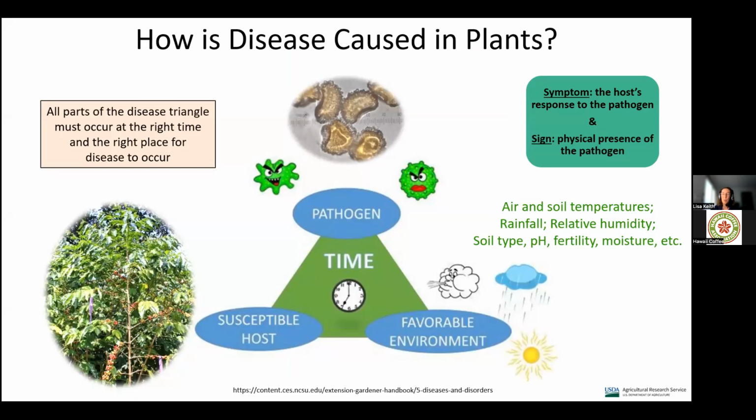Okay, so this is one of my favorite slides, and you'll say, Lisa, yes, we always see this slide. But this is very important when it comes to how disease is caused in plants. It is called the disease triangle. It has to have these three components working at the right time and the right place for disease to occur. So not only having the pathogen present and a susceptible host, but having a favorable environment.